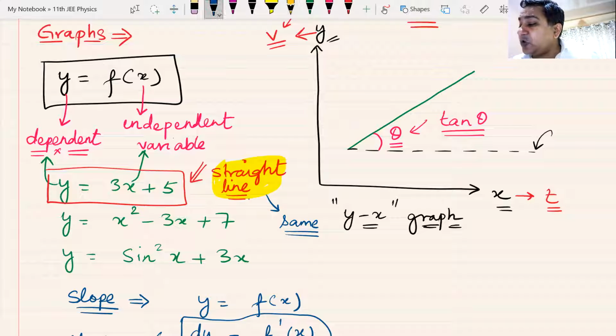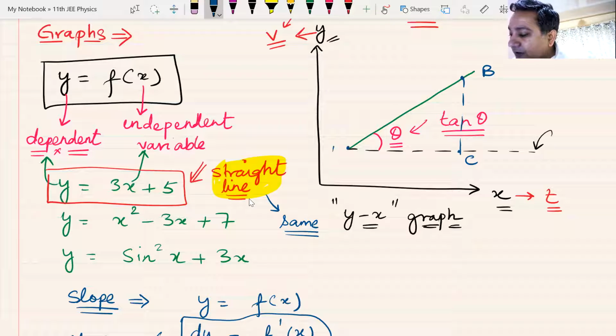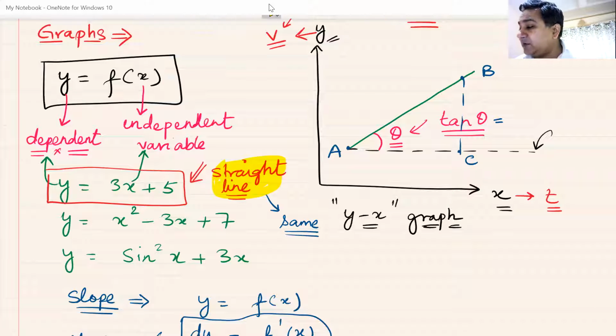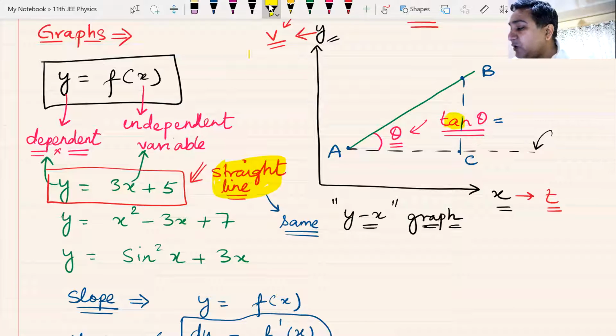And how did we find the slope of this straight line? This is the perpendicular. Let me call this point B, this point C, and this point A. How did we get the value of this tan theta? Remember your trigonometry. What was this tan theta equal to? Can anyone tell me? BC by AC. That is exactly correct. Perpendicular BC divided by base AC.